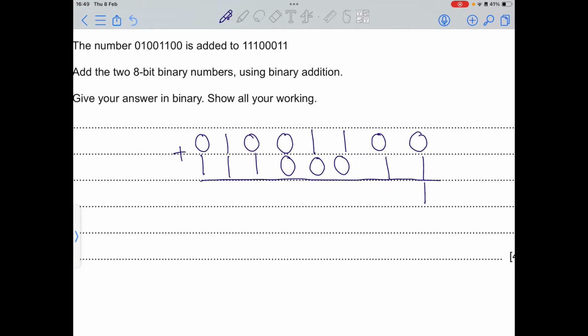So 0 plus 1 is 1, 0 plus 1 is 1, 1 plus 0 is 1, 1 plus 0 is 1, 0 plus 0 is 0, 0 plus 1 is 1, 1 plus 1 is 10, and 1 plus 1 is again 10. So the answer would not be 8-bit, it would be 9-bit. So 1 0 0 0, 1 0 0, 1 0, 1 1, and 1 1.